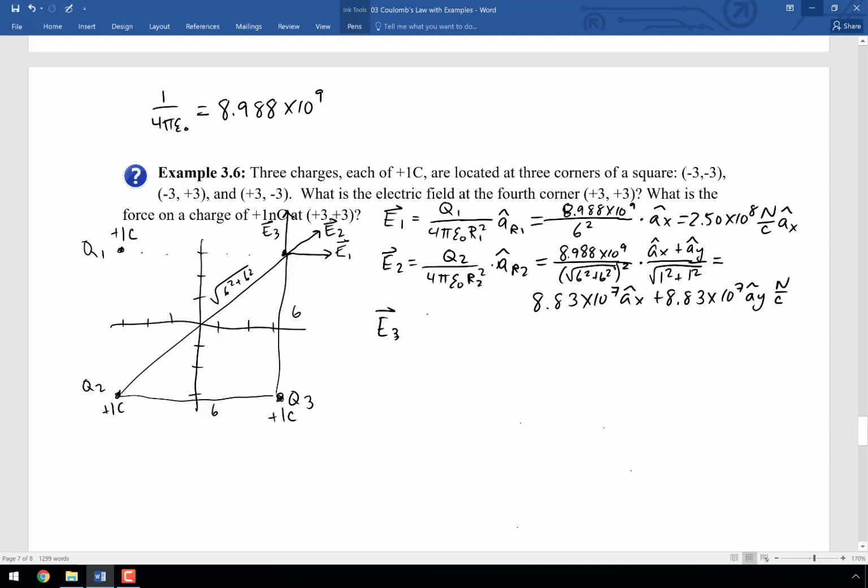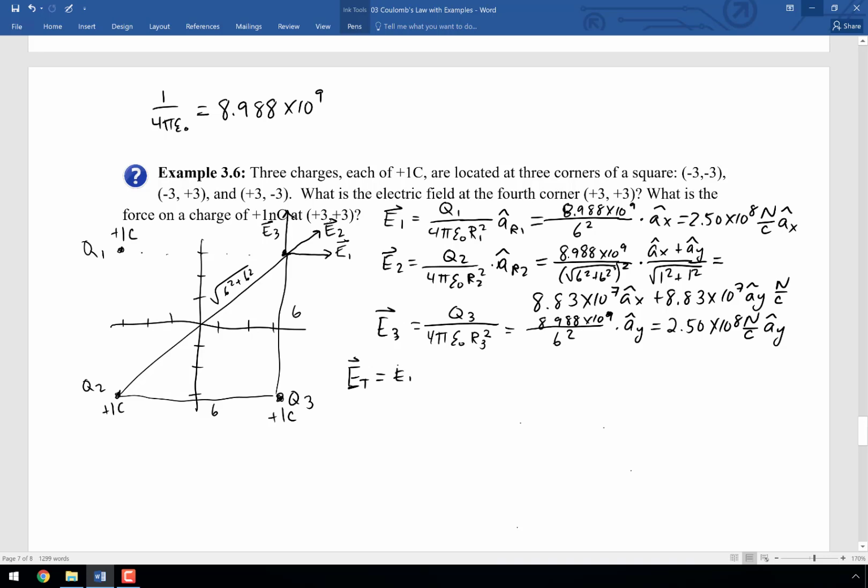Well, a sub r2 has an a sub x component, and it has an a sub y component. But if we just left it like that, then it would not have a unit vector. It would have a magnitude that is greater than 1. So we're going to divide this by the magnitude of that numerator, which is the square root of 1 squared plus 1 squared. And when we work all of this out, we get 8.83 times 10 to the 7th in the a sub x direction, plus 8.83 times 10 to the 7th in the a sub y direction, newtons per coulomb.